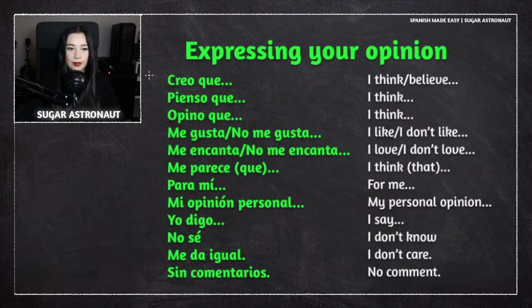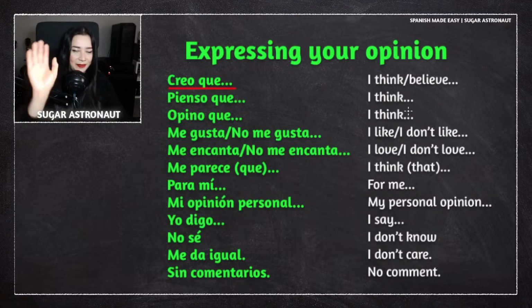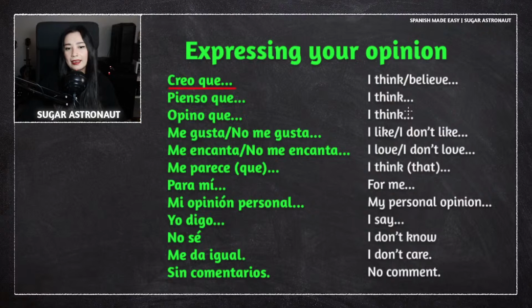Okay. The first one is creo que. This one is very basic, guys. This is like the first phrase you must learn when expressing your opinion. So creo que means I think or I believe. Remember, the verb creer means to believe. And in this situation, it means I think or I believe. Okay? Yo creo que. You don't need to use yo all the time. So that's why I didn't use it there. You can start your opinion by saying creo que está bien.